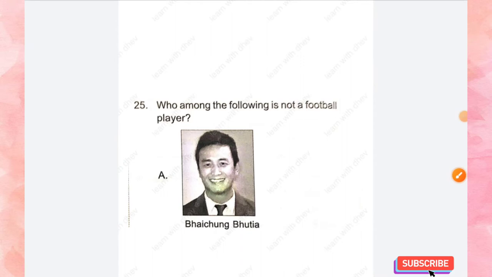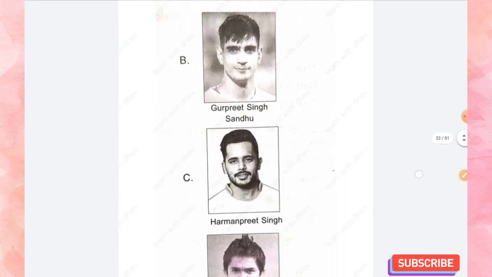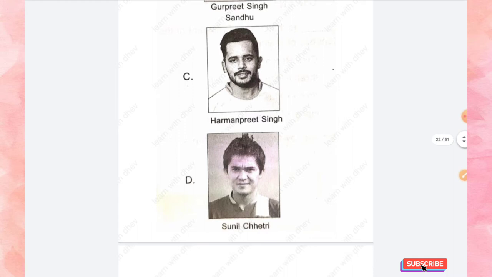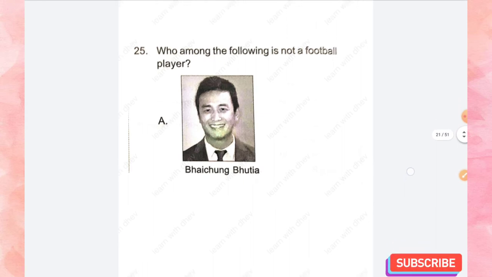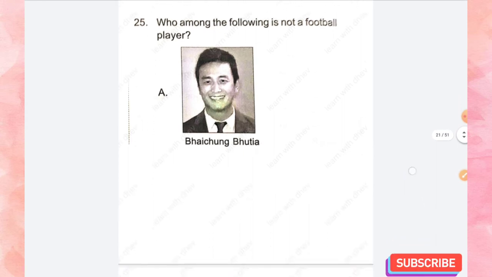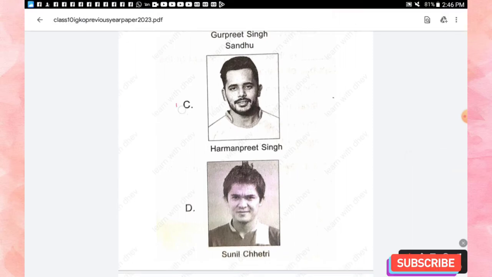Question number 25. Who among the following is not a football player? Option A, Baichung Bhutia. Option B, Gurpreet Singh Sandhu. Option C, Harmanpreet Singh, and option D is Sunil Chhetri. The question is, who is not a football player? Yes, it's option C, Harmanpreet Singh.